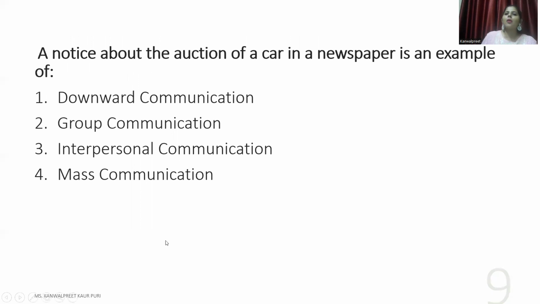Next, a notice about the auction of a car in a newspaper is an example of. Okay, now this is from types of communication. They're talking about a notice is given. Okay, notice is given where? In a newspaper. And auction of a car. Auction means nilami kar rahe of a car. Now if you remember these concepts, what is downward communication, what is group communication, what is interpersonal and mass communication, you can easily identify.